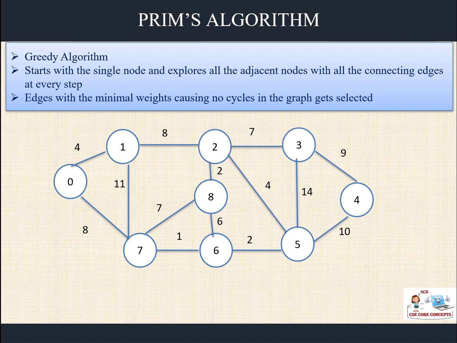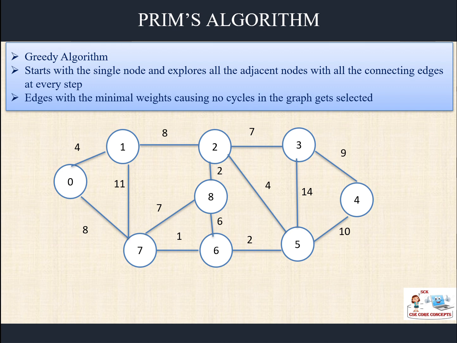Similar to that, we are going to find out the cost of a minimum spanning tree, but in some other way. As I spoke about Kruskal's algorithm, Prim's algorithm is also a greedy algorithm. That is, it will try to find the local best options, local best values, in the hope that it will find a global best solution.